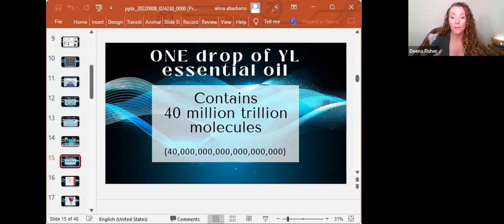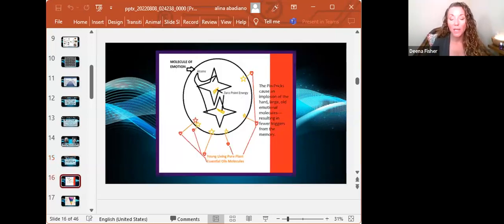Our pure oils, I'm going to go back to this. In this diagram, she's showing the circle as the molecule of emotion. She's showing, just for simplicity's sake, the two molecules. And inside, the little yellow spark is the zero point energy that she's referring to. Our oils are so tiny. They can pass the blood-brain barrier, and they can literally affect our cells.